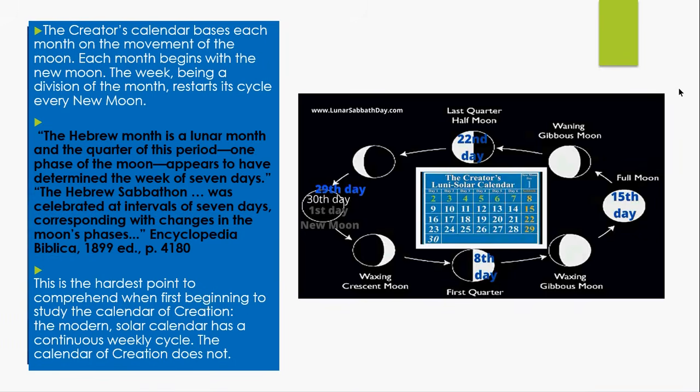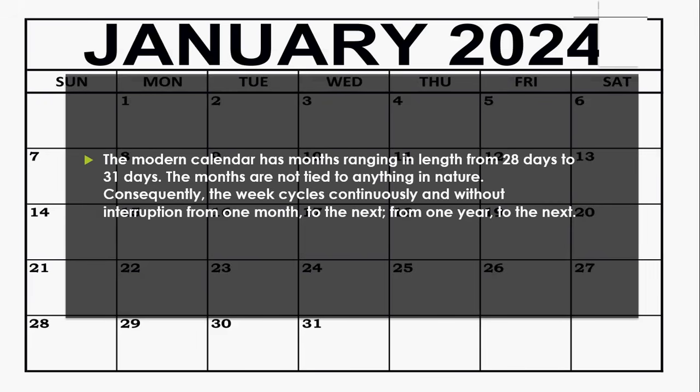This is the hardest point to comprehend when first beginning to study the calendar of creation. The modern solar calendar is a continuous weekly cycle. The calendar of creation is not. So the modern calendar has months ranging in length from 28 days to 31 days, and the months are not tied to anything in nature. Consequently, the week cycles continuously and without interruption from one month to the next, from one year to the next.